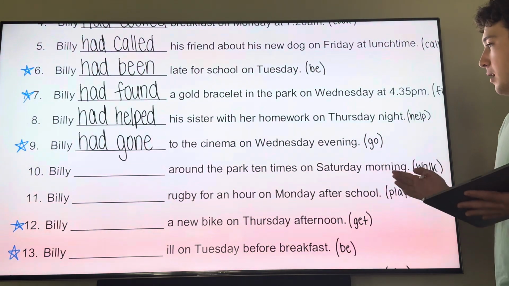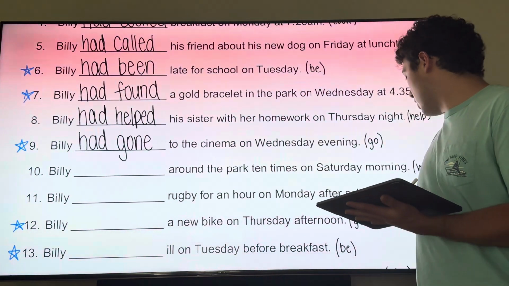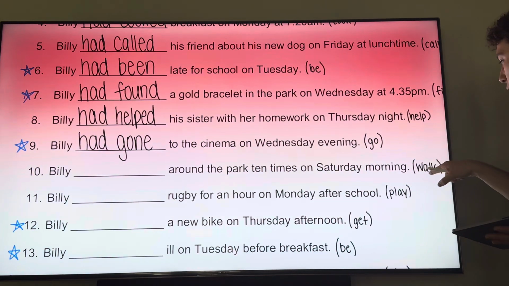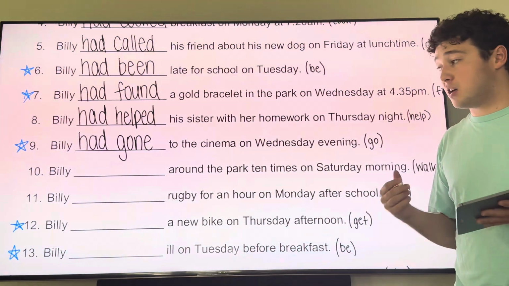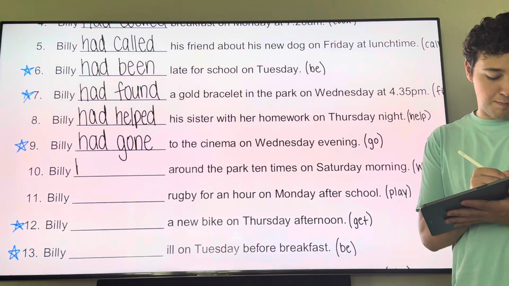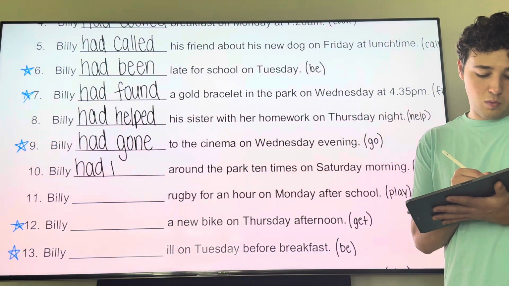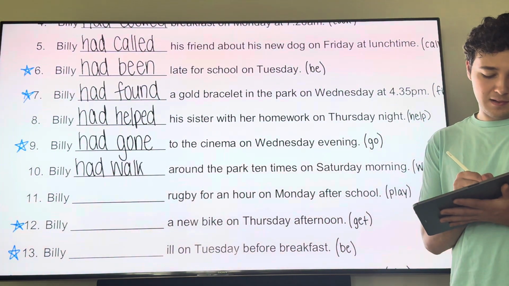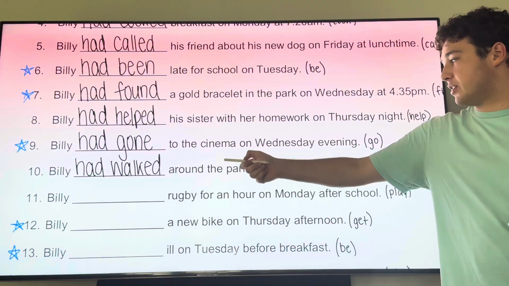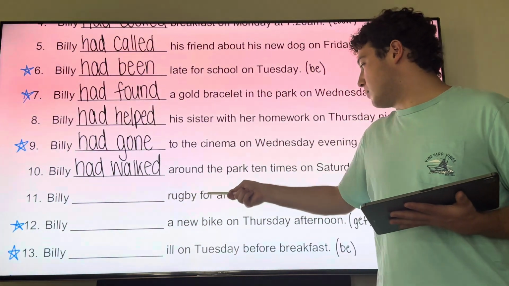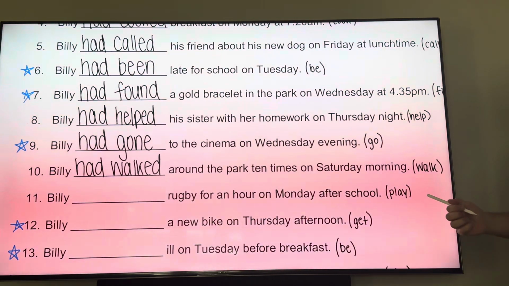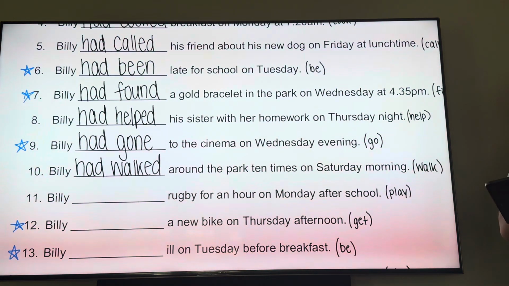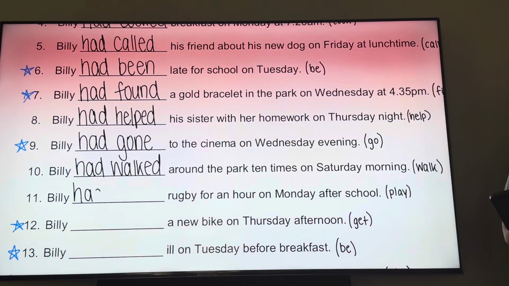Number 10. Billy blank around the park 10 times on Saturday morning, and they give you walk. This one is just regular. Just add the ed, so it would be Billy had walked. Number 11. Billy blank rugby for an hour on Monday after school, and they say played. This is exactly the same. Billy had played.